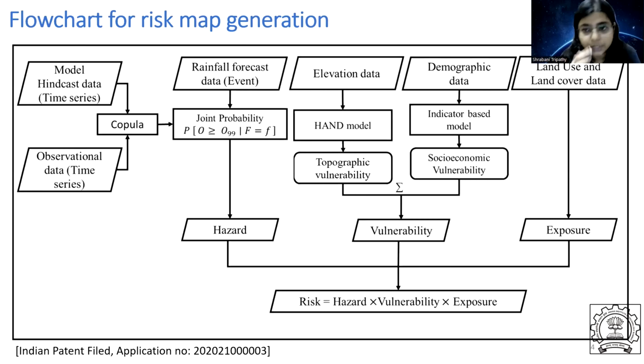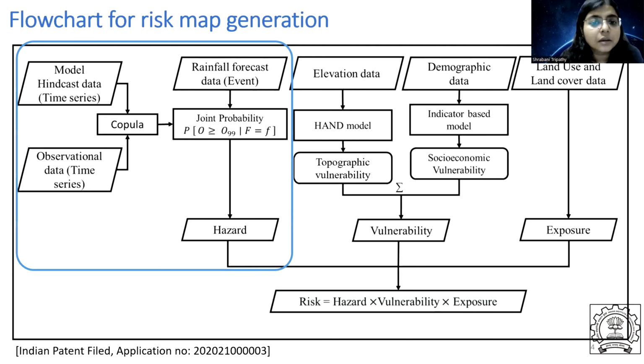So, to overcome the drawback, we have proposed a model which uses flood risk in real time to generate warning. This flood risk is calculated as a combination of hazard, vulnerability, and exposure. Hazard takes care of the flood, the rainfall forecasting part. Hazard is defined as the probability of getting an extreme given any forecast value.